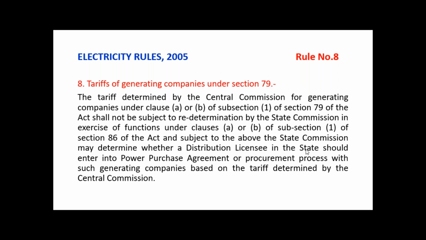Then rule number 8 is related to the tariffs of generating companies under section 79. The tariff determined by the Central Commission for generating companies under clauses A and B of subsection 1 of section 79 of the Act shall not be subject to redetermination by the State Commission. So the Central Commission decides the tariff rates for distribution, transmission, consumers, etc. All these things are decided by the Central Commission only.